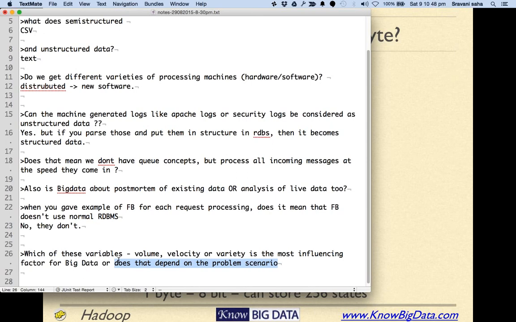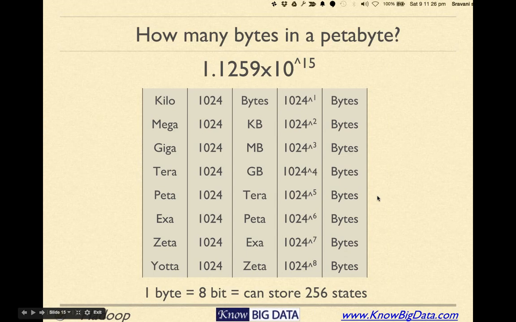For some people, when they start analyzing their data, they realize that they were able to store that data on a single machine. They just bought an 8 terabyte hard disk and connected it to a single computer. But when they started solving their problem, because the data was complex, they could not solve it in a reasonable amount of time. So all these three, whether volume, velocity, and variety, are equally prevalent. We cannot say that one is more influencing than the other. Makes sense to you?